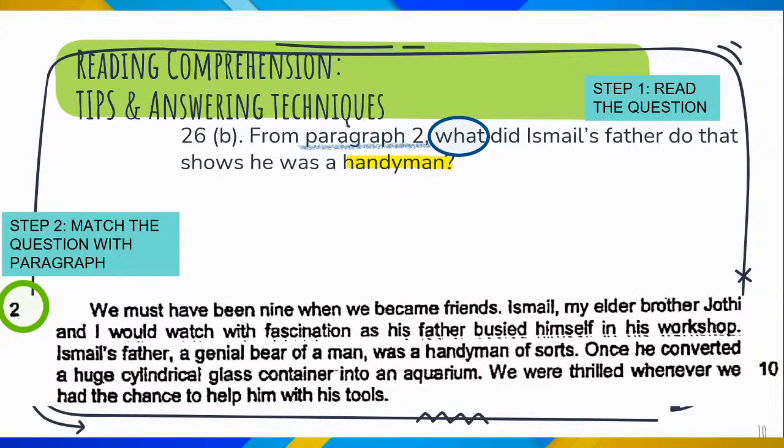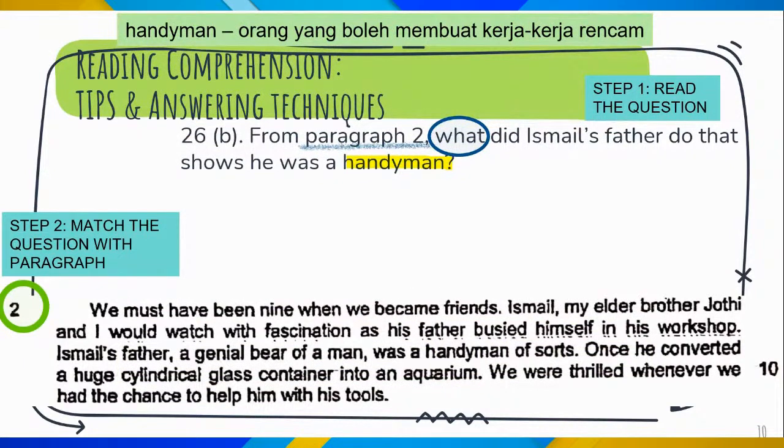What is a handyman? A handyman is a person yang boleh membuat kerja-kerja rencam. Kerja-kerja rencam ni could be a lot of things. For instance, this person can do repairing or piping works, kerja-kerja perpaipan, or even wiring, kerja-kerja berkaitan dengan electric. So anything with the hands. That's why it's called handyman.